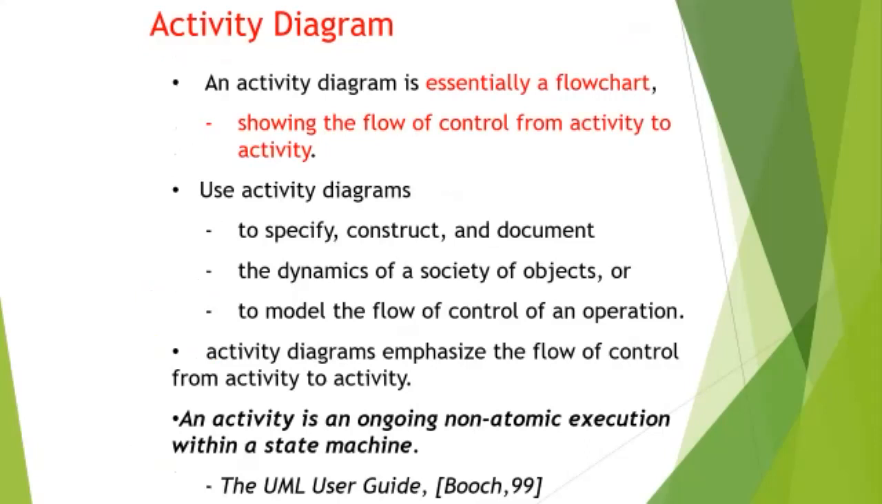An activity diagram is essentially a flow chart showing the flow of control from activity to activity. Use activity diagrams to specify, construct, and document the dynamics of a society of objects or to model the flow of control of an operation. Activity diagrams emphasize the flow of control from activity to activity. An activity is an ongoing non-atomic execution within a state machine. The UML User Guide.